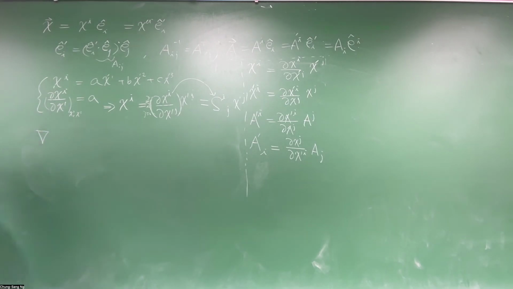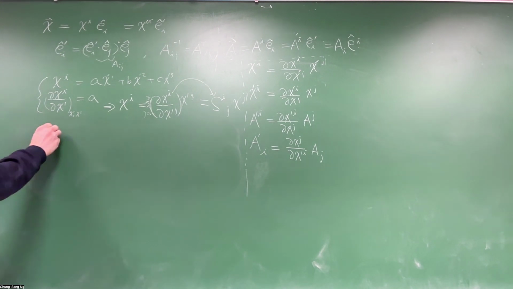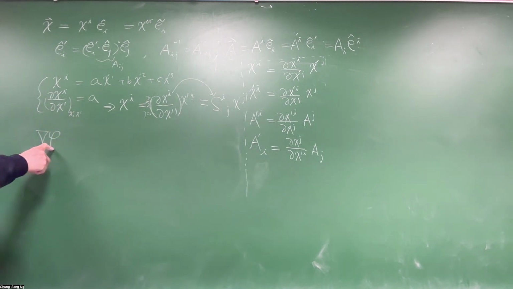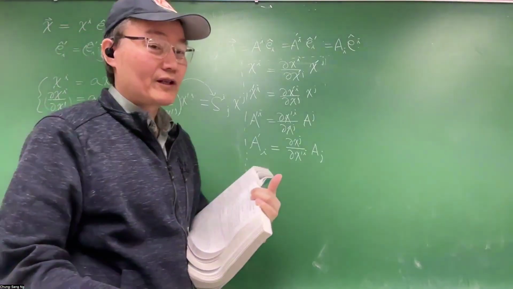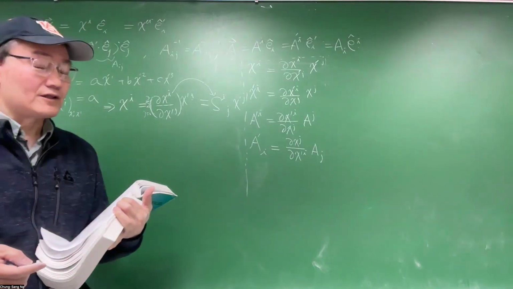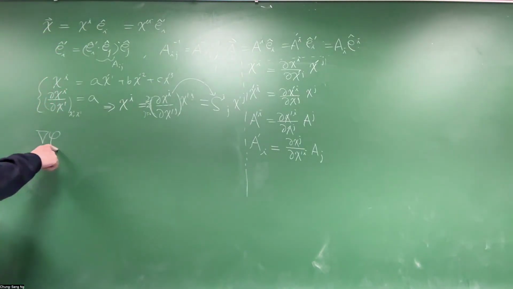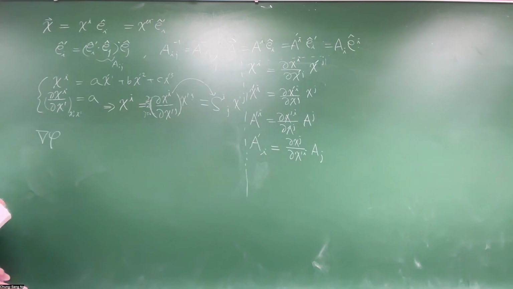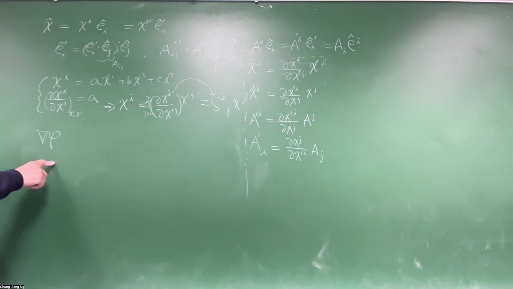Gradient of something. I think we call it phi. We call it a scalar. So the scalar is something that doesn't change. The value doesn't change whenever you rotate the coordinate system. The value of the quantity doesn't change with the change of coordinate system. We call it a scalar.